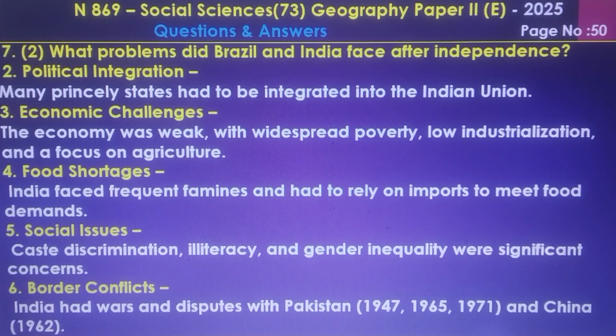And point number 3, economic challenges. The economy was weak with widespread poverty, low industrialization and a focus on agriculture. Point number 4, food shortage. India faced famines and had to rely on imports to meet food demands. And point number 5, social issues. Caste discrimination, illiteracy and gender inequality were significant concerns. Point number 6, border conflicts. India had wars and disputes with Pakistan in 1947, 1965 and 1971, and with China in 1962.